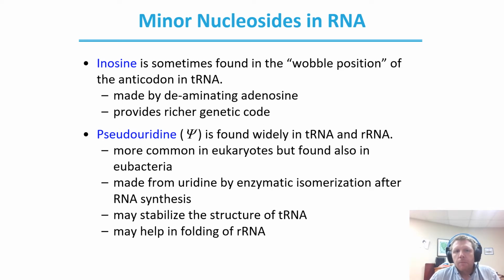Now, this is made by deaminating adenosine, and it provides ultimately for a more robust and a richer genetic code. Now, that wobble position is in reference to the 3rd nucleotide, NT, in a codon. So this right here is the wobble position.